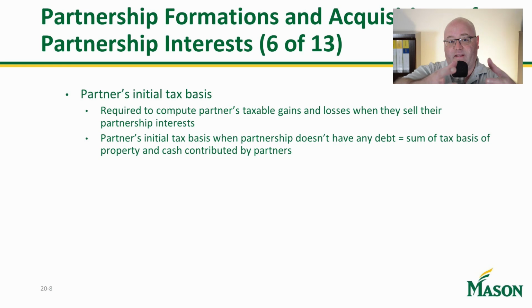Okay. If I then take a distribution from that partnership of $400,000, I'm going to drop from $700,000 to $300,000 because I've taken a distribution. All that has to be calculated and maintained.